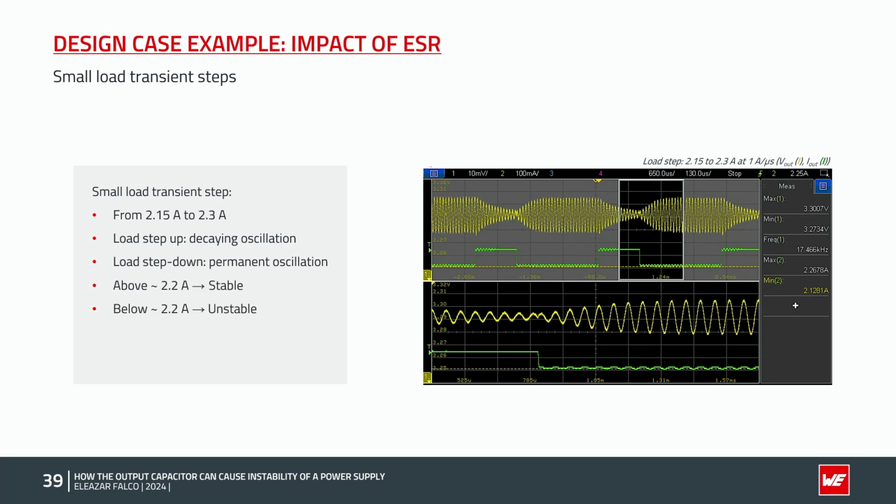In fact, in these tests, it was found that for load currents above around 2.2 amps, the oscillation decays and eventually disappears, whereas it remains for currents below around 2.2 amps. We also realized that the measured oscillation frequency of 17.5 kHz corresponds closely to the crossover frequency of the open loop response that we measured in the previous slide of 18 kHz, if we remember. Now let us see more results.